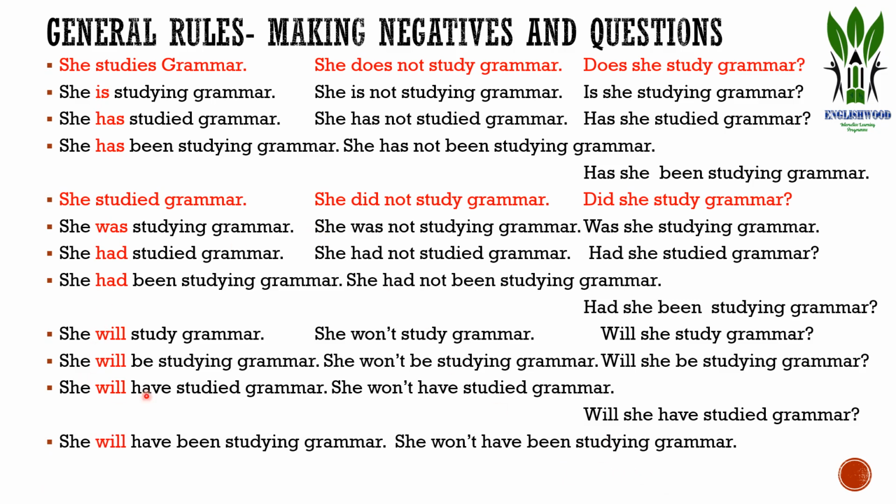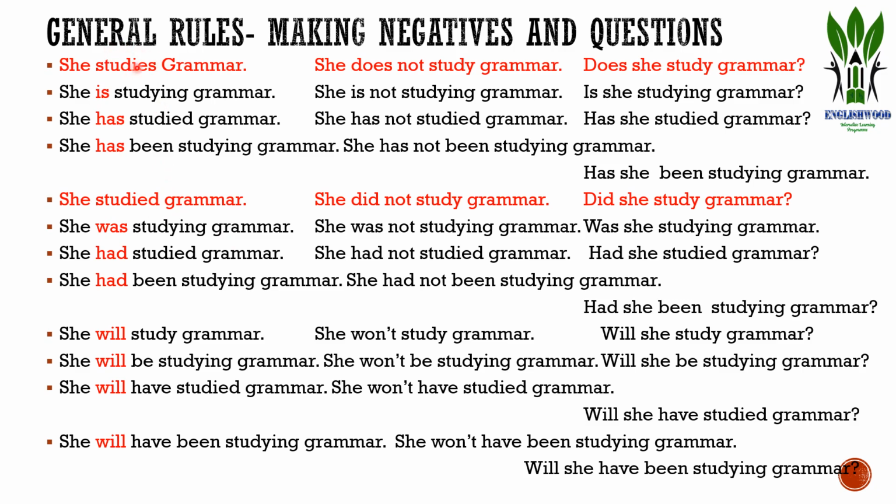All right, now look at this one. When you consider the tense, all the 12 tenses have auxiliary verbs. Therefore, just add not after the auxiliary verb. But two of them, this one, present simple tense, and this, past simple tense, do not have the auxiliary verb.